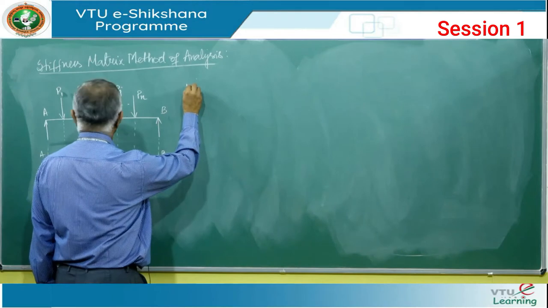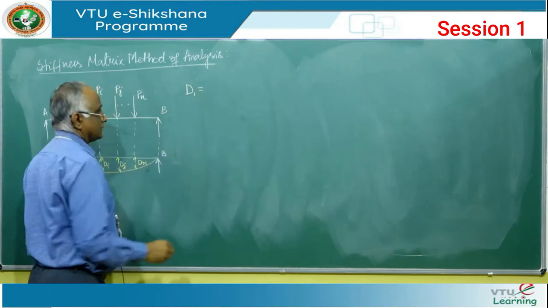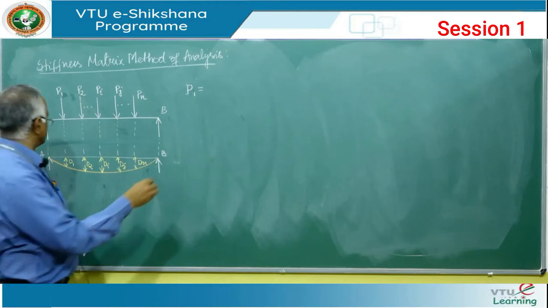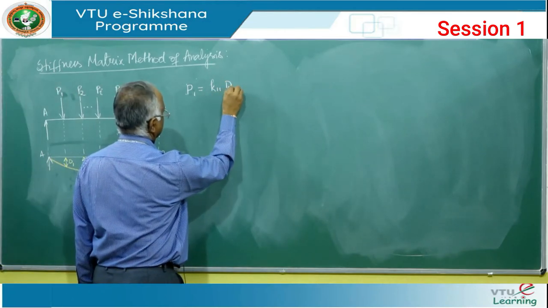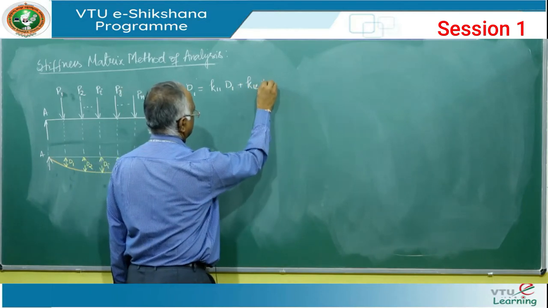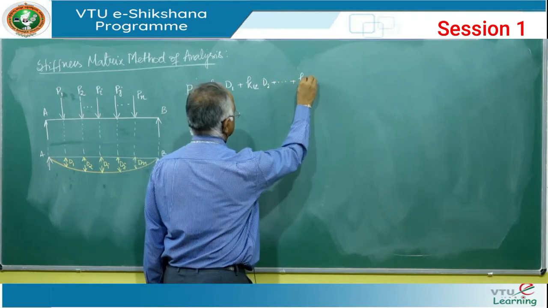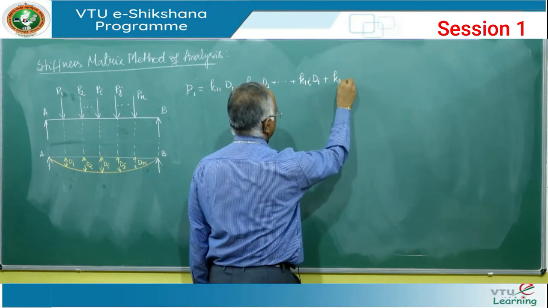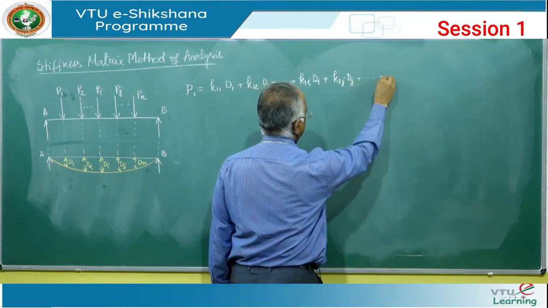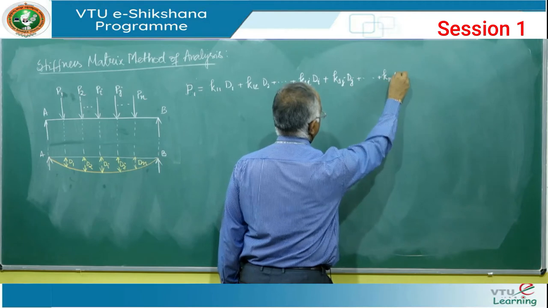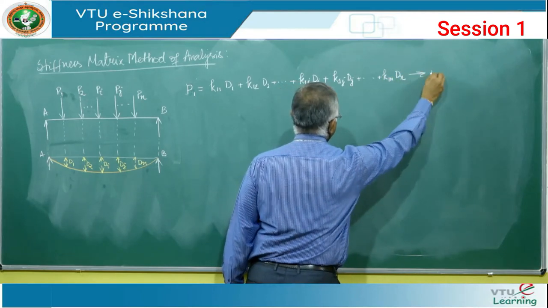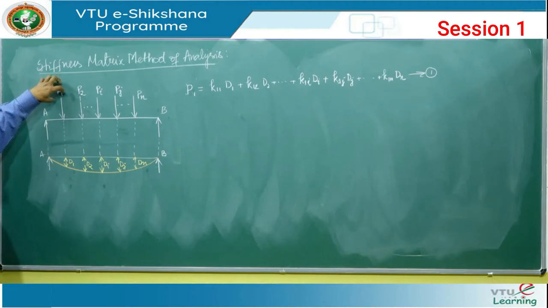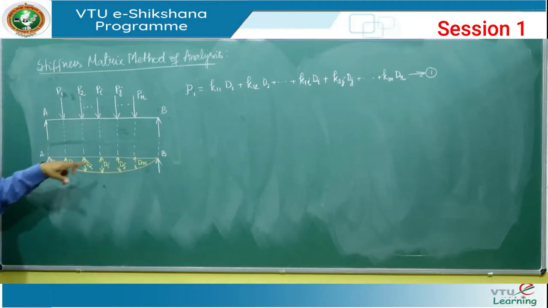So, P1 is equal to K11 into D1, plus K12 into D2, plus K1I into DI, plus K1J into DJ, plus and so on, plus K1N into DN. That is your first equation. So that means the force P1 applied here develops because of the effect of all the displacements here on the same P.